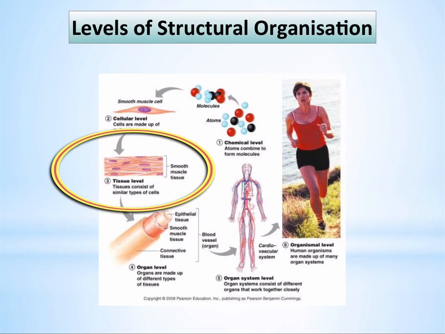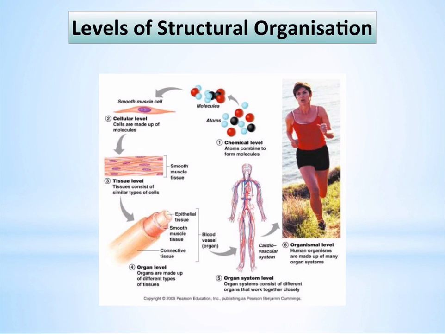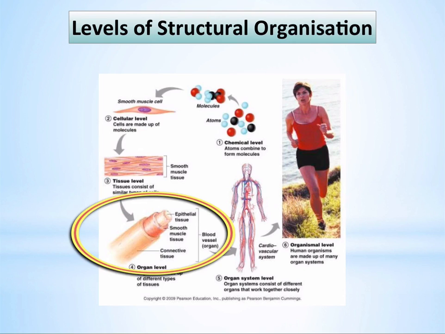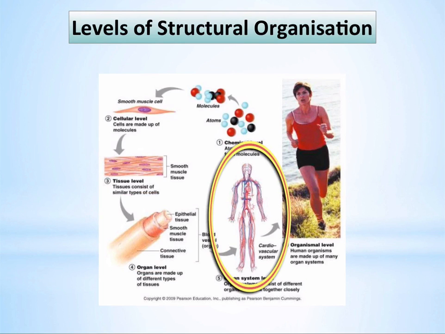And then the cells are built up into tissues. Tissues are made up of cells of a similar type. You see smooth muscle illustrated there. The next level up is the organ level, where there are a number of different tissue types put together to form an organ. And then going up to the next level is the body system level, and this shows the cardiovascular system, and we spend quite a bit of time on that in this course.